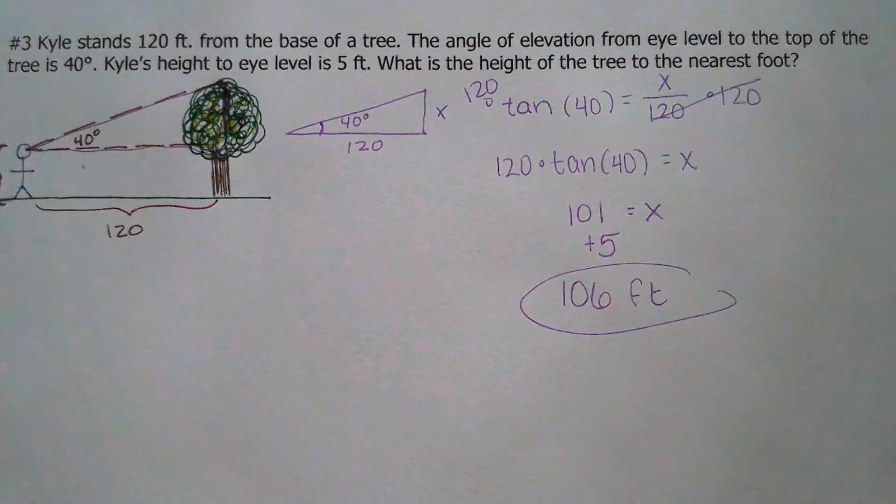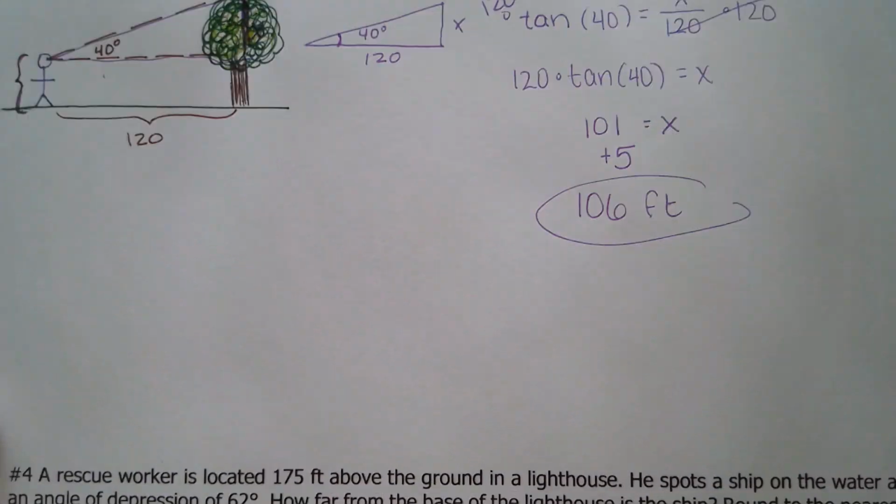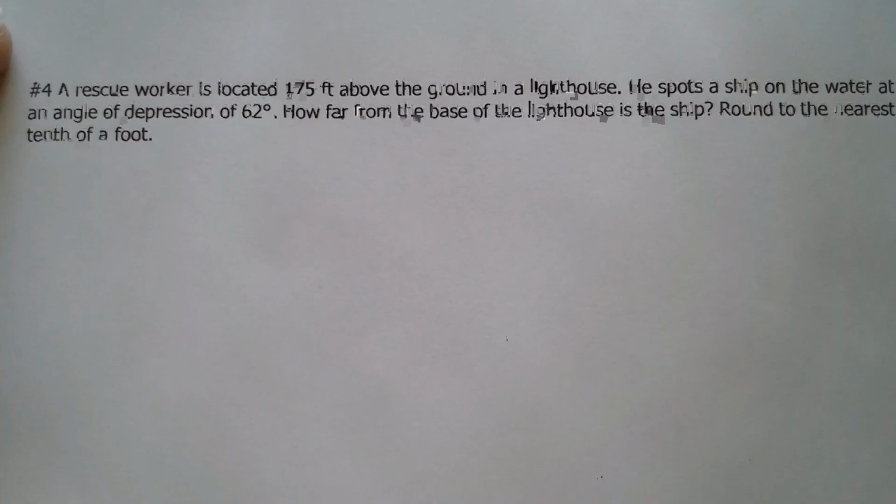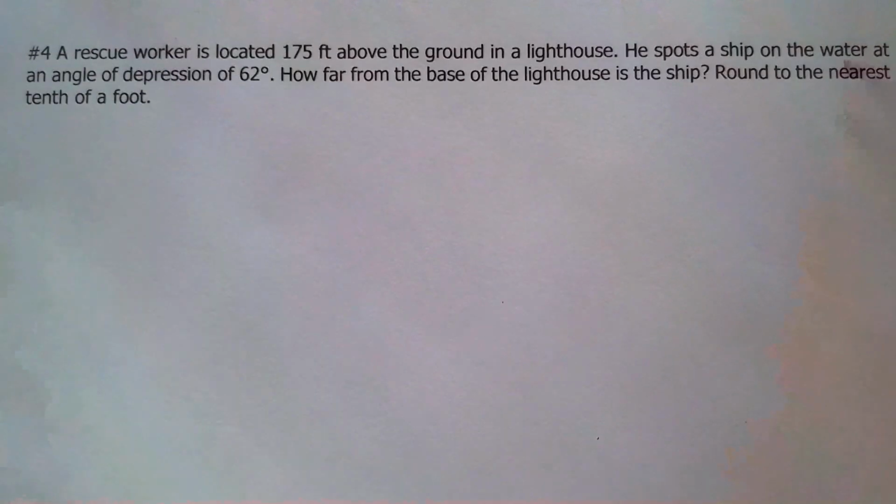You might be starting to see how this is a lot of problem solving and word problems in this lesson, so just be aware of that. All right, guys, last question, last word problem. A rescue worker is located 175 feet above the ground in a lighthouse. He spots a ship at an angle of depression of 62 degrees. How far from the base of the lighthouse is the ship? Round to the nearest tenth of a foot.